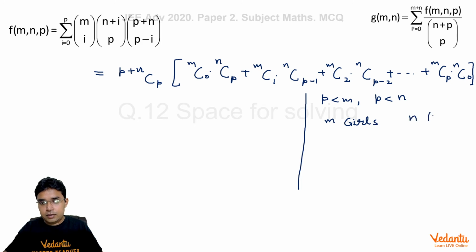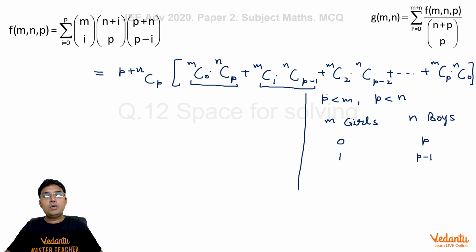and n boys, and we are selecting 0 girls from m and we are selecting p boys from n boys. So this will be given by MC0 into NCP. Now if I select 1 girl and p minus 1 boys, this will be given by MC1 into NCP minus 1, and so on, 2 here, p minus 2 here, and so on. You can see this will be p, this will be 0.